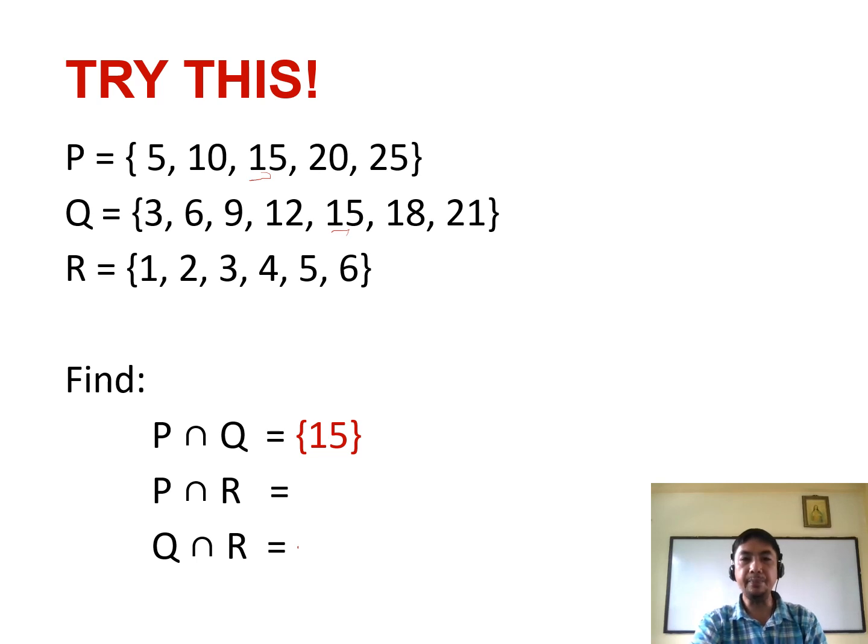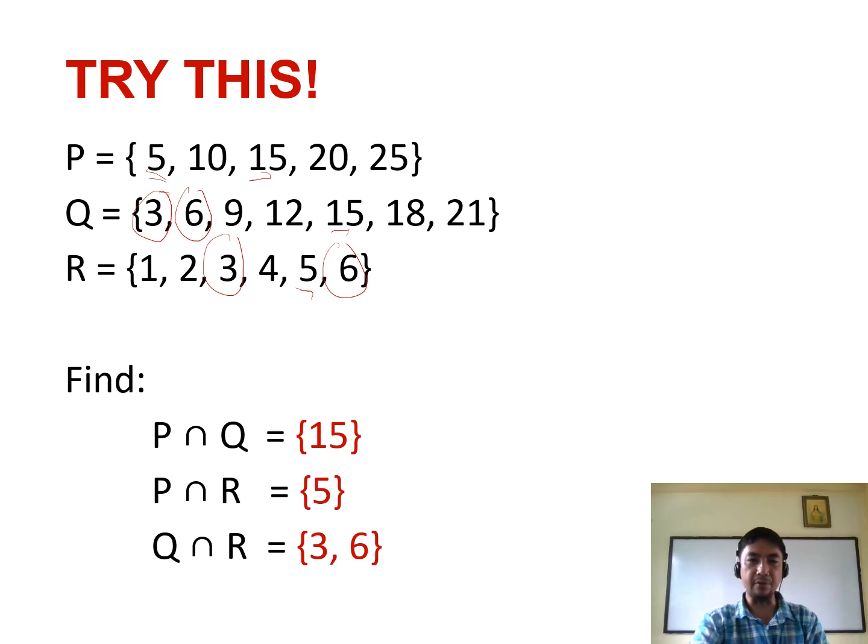Now, let's try to consider P ∩ R. So the answer is 5. So the only common element between P and R is 5. So yun lang. Ito po. And Q ∩ R, we have 3 and 6. And no other elements common to both Q and R. So if this is your answer, very good. You got the correct answer. Good job.